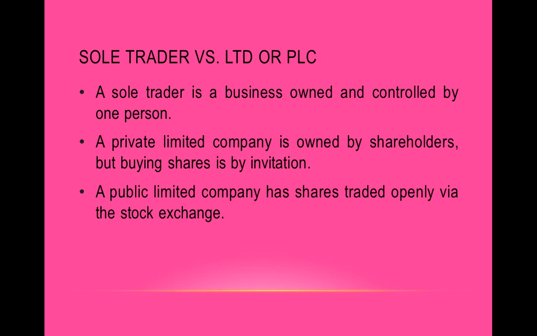A private limited company and a public limited company will be registered with Companies House. They will have gone through the process of incorporation, filling in memorandum and articles of association, which get the company recognised in the eyes of the law as separate from the owners. So private and public limited companies are owned by shareholders. In a private limited company you have to be asked to buy the shares, but a public limited company is usually a much larger business.